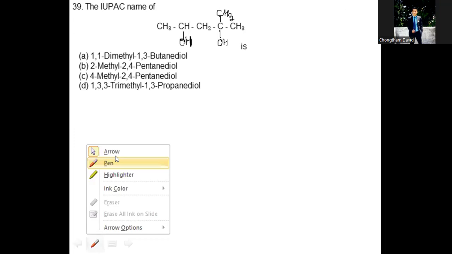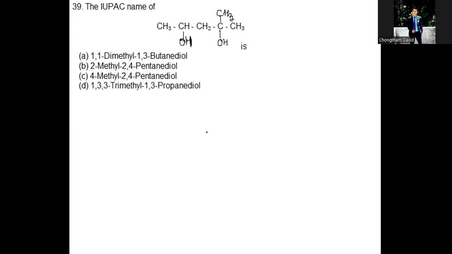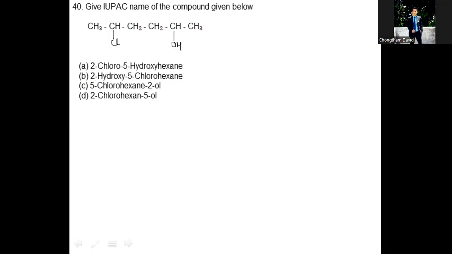39, you can do this by yourself, I think. The IUPAC nomenclature of this compound will be, you do the counting. When you number for the lowest set of locants, according to that rule, you have to go from the left side 1, 2, 3, 4, 5. So what must be the name of this alcohol? It should be 2-methyl 2,4-pentadiol. So option number B is the correct answer. Question number 40, same question. This will be done by you and give the answer in the comment section.